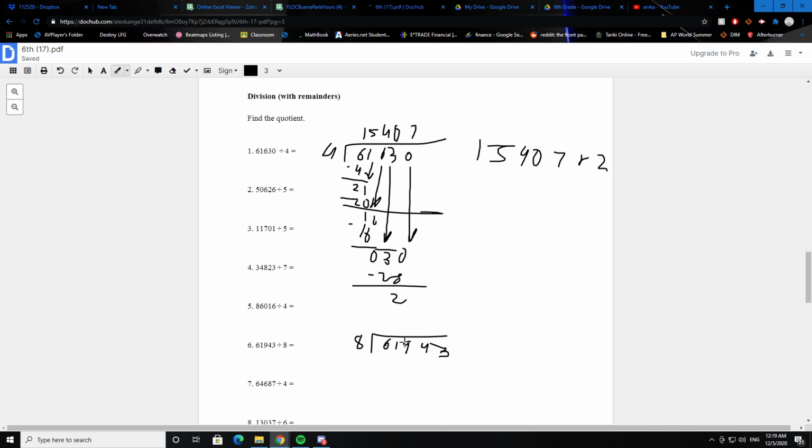So 8 cannot go into 6, so you do the next numbers. 8 can go into 61, I believe, 7 times. Okay, 7 times 8 is 56, I believe. I'll make sure, I'm kind of rusty. Yeah, 56. Okay, so you bring this down. 61 minus 56 is 5.